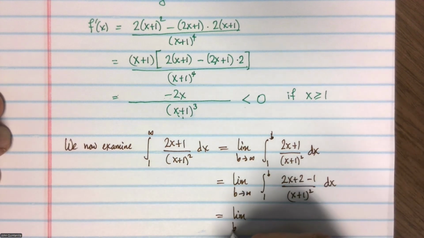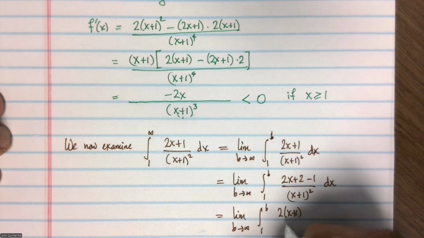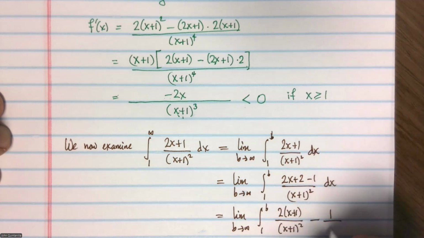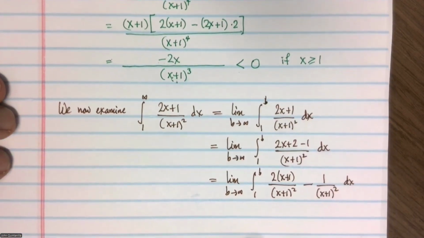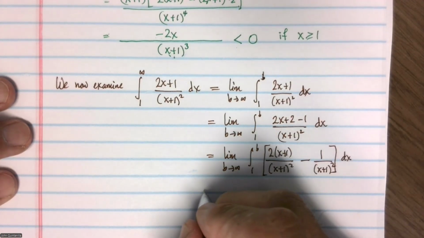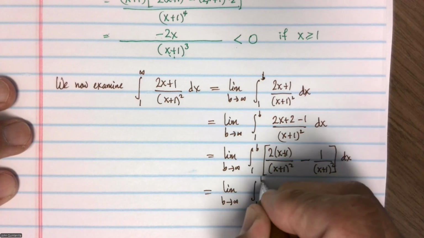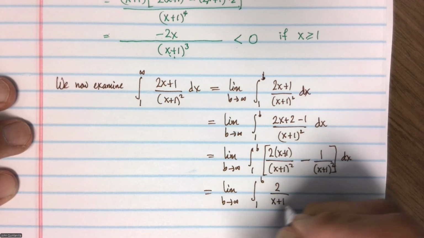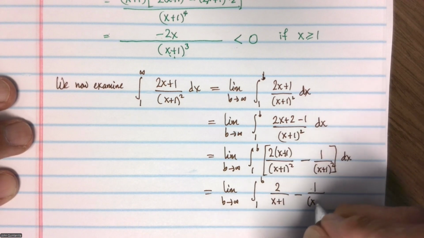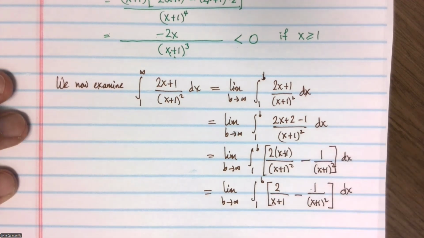So that's the limit as b goes to infinity of the integral from 1 to b of 2 times x plus 1 over x plus 1 squared minus 1 over x plus 1 squared dx. Equals the limit as b goes to infinity of the integral from 1 to b of 2 over x plus 1 minus 1 over x plus 1 squared dx.